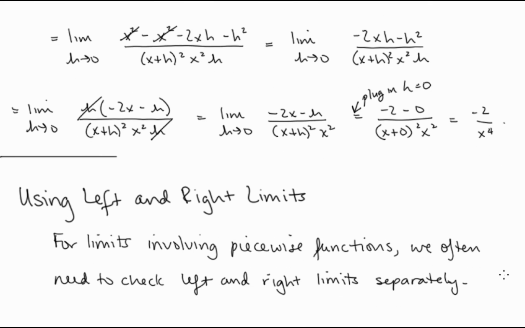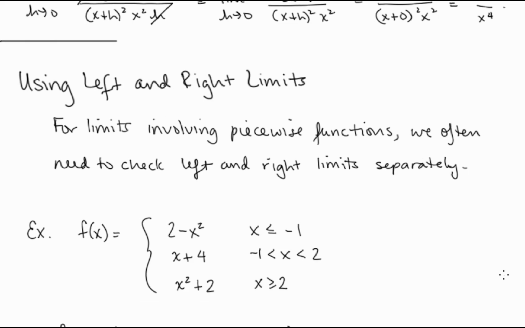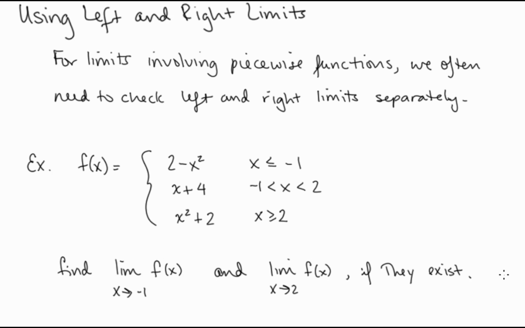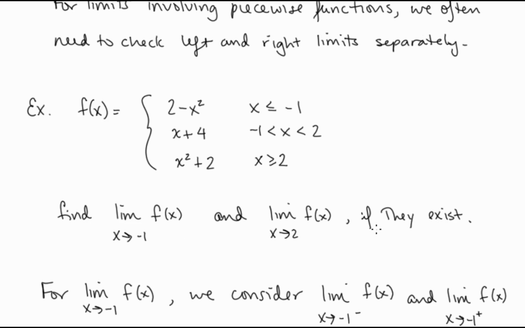Now another technique that is useful with evaluating limits algebraically is using left and right limits. So for limits involving piecewise functions, we often need to check left and right limits separately. So for example, here we have f of x is defined to be 2 minus x squared for x less or equal to negative 1, x plus 4 for x between negative 1 and 2, and x squared plus 2 for x greater than or equal to 2. So we've got this piecewise function here.